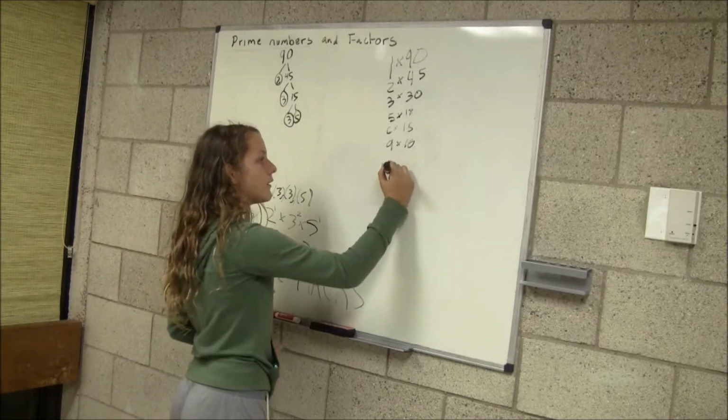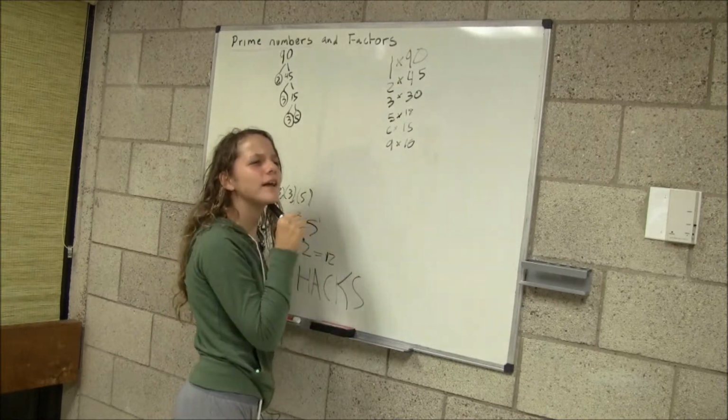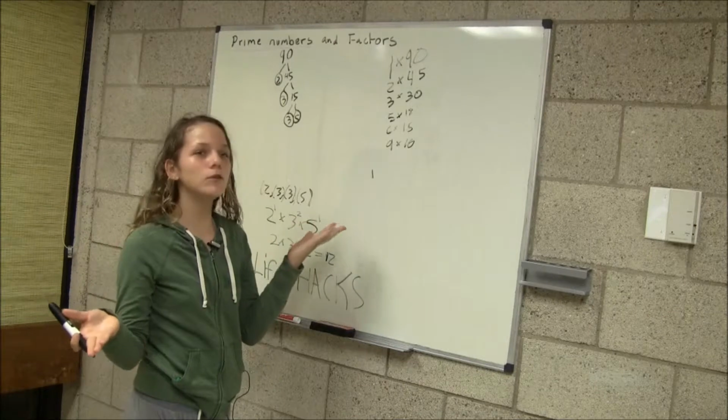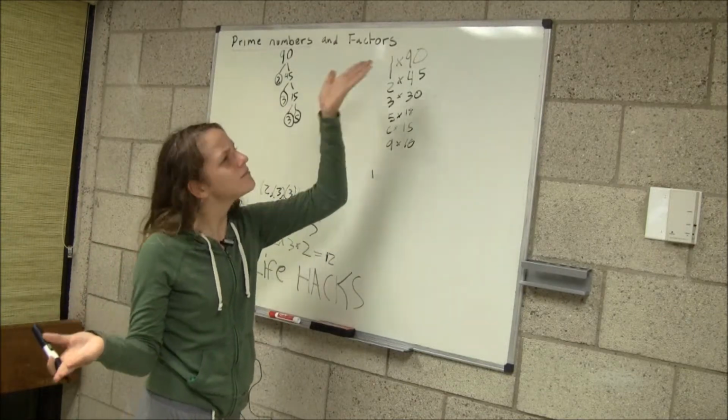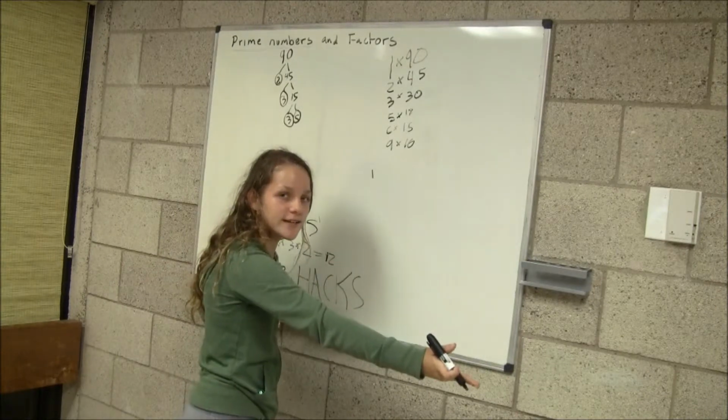So now we have to put them in alphabetical, no, not alphabetical, what am I saying? Numerical. I have to put them in numerical order, not alphabetical. So we have to do them from least to greatest.